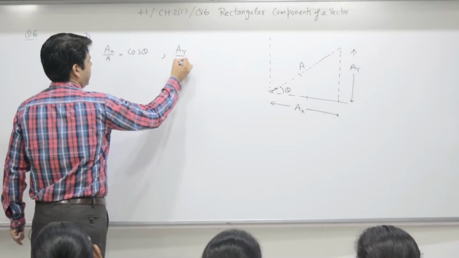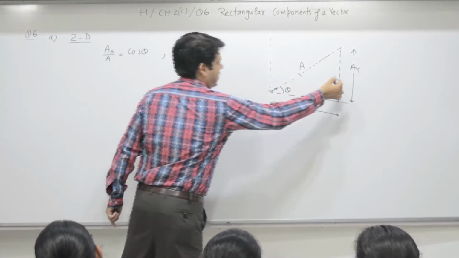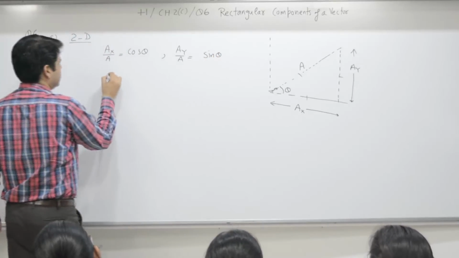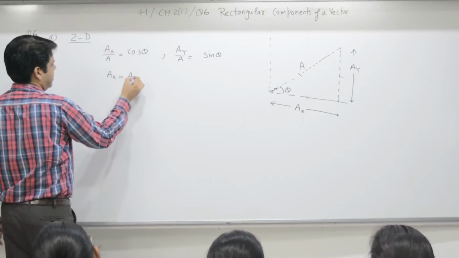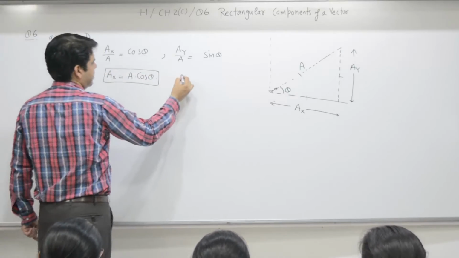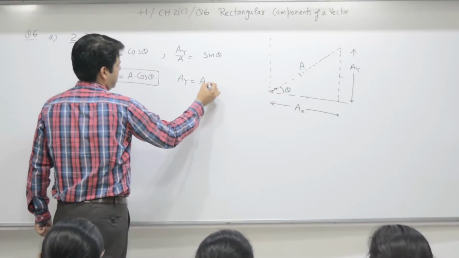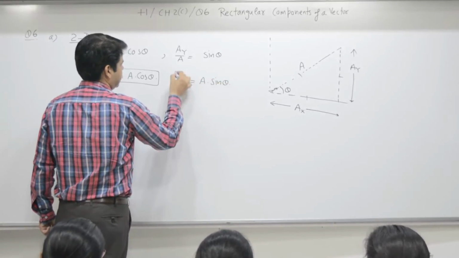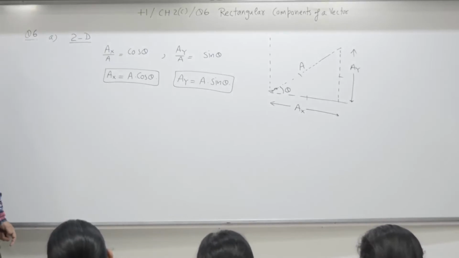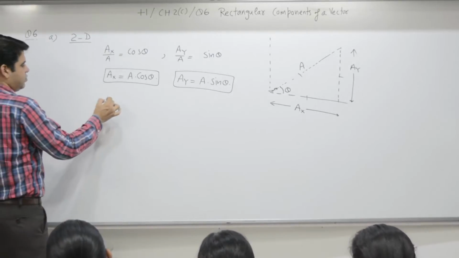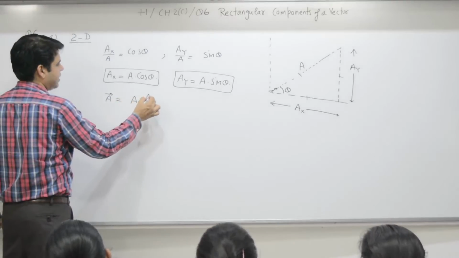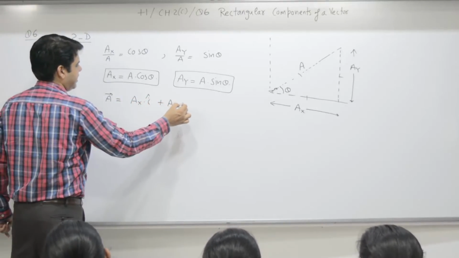Ay by A is sine theta. So Ax is equal to A cos theta, and Ay is equal to A sine theta. These are termed as the rectangular components of vector. So vector can be represented like A is equal to Axi plus Ayj.